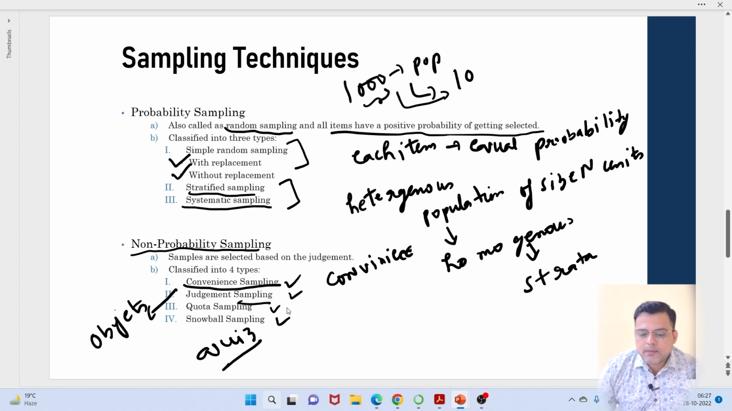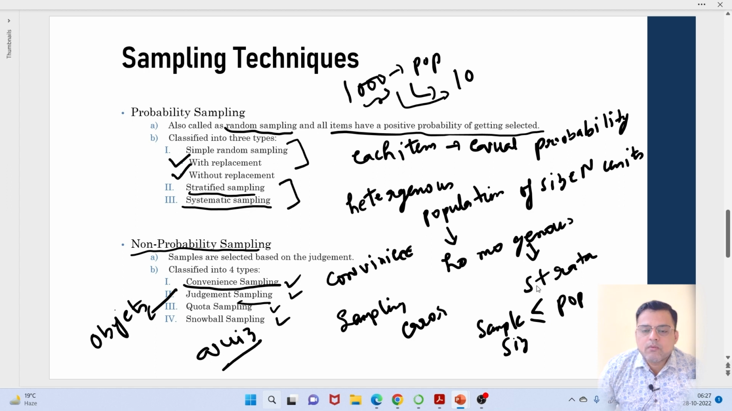Now there is another concept which is important to understand, which is called sampling error. The purpose of a sample is to study the population characteristics, and the sample size is always less than or equal to the population. Now whenever we are creating a sample, there are some statistical measurements like mean and median, which represent the central value of the data.